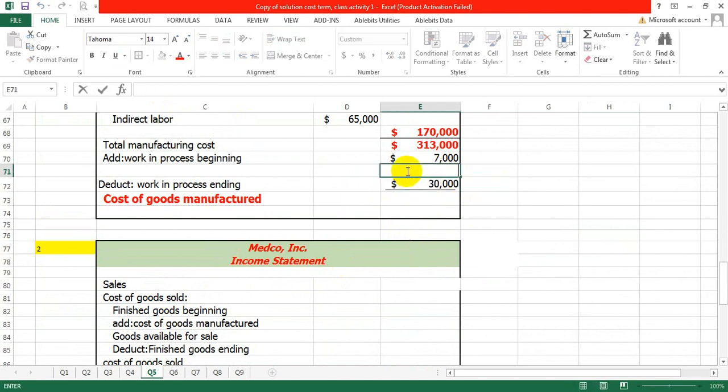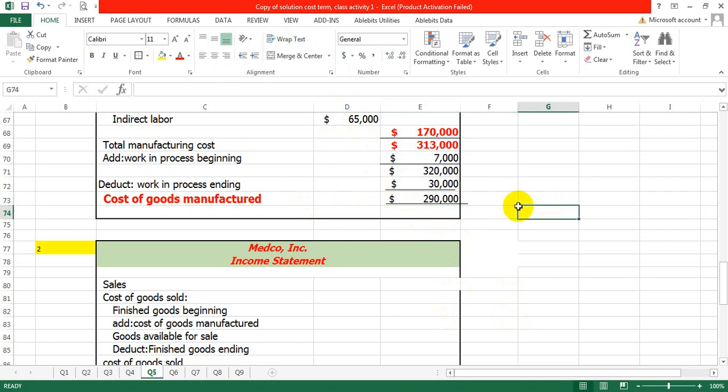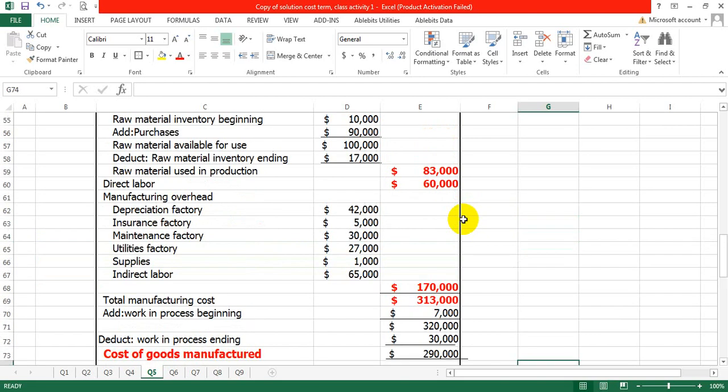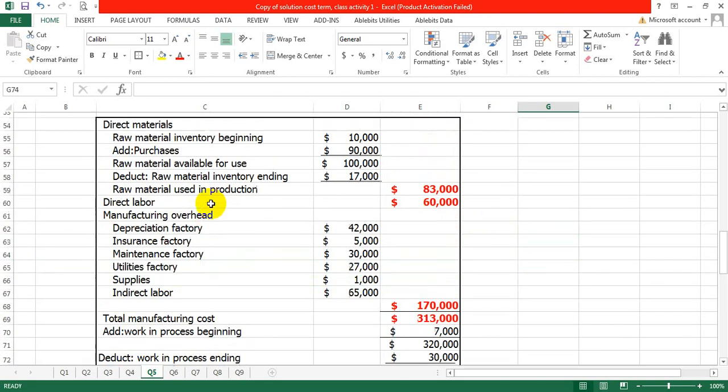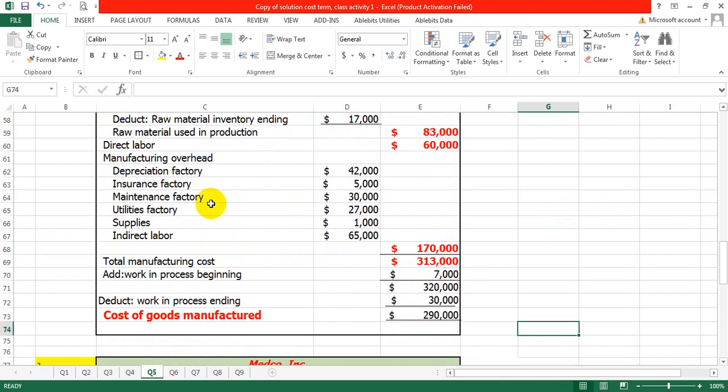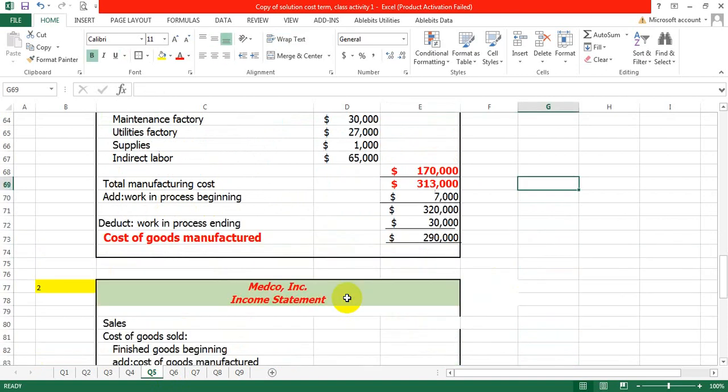Sum these two values, 3,13,000 plus 7,000, right? We got 3,20,000. After deducting 30,000, what will we get? We will get 2,90,000, right? This is my cost of goods manufactured. So we have prepared the COGM statement, cost of goods manufactured statement. Clear? I hope students, it is clear to you.